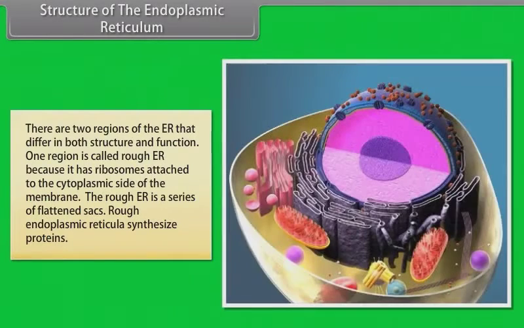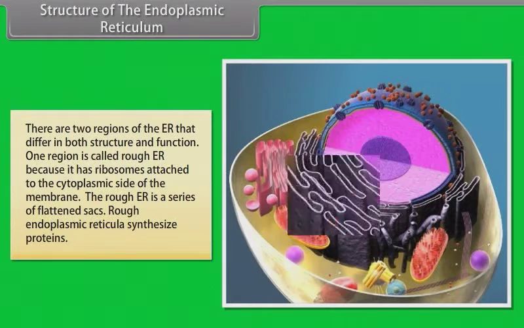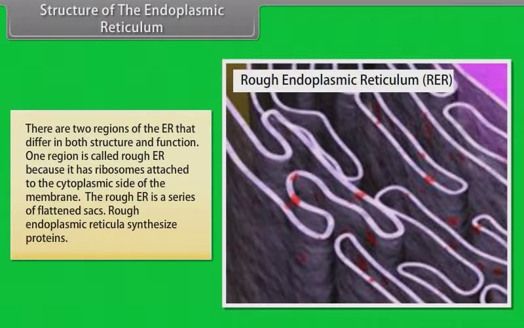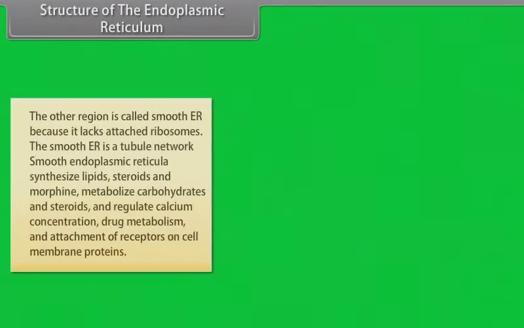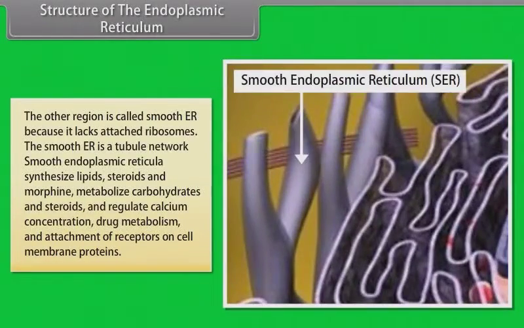There are two regions of the ER that differ in both structure and function. One region is called rough ER because it has ribosomes attached to the cytoplasmic side of the membrane. The rough ER is a series of flattened sacs. Rough endoplasmic reticula synthesize proteins. The other region is called smooth ER because it lacks attached ribosomes. The smooth ER is a tubule network.